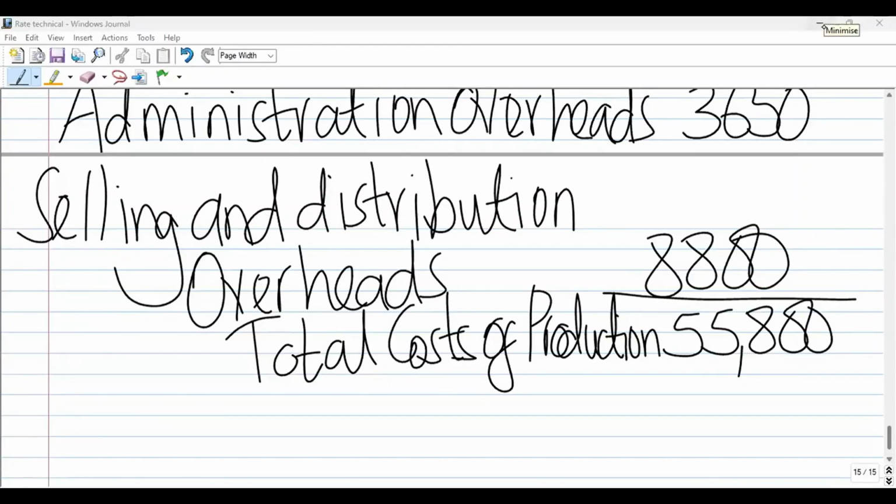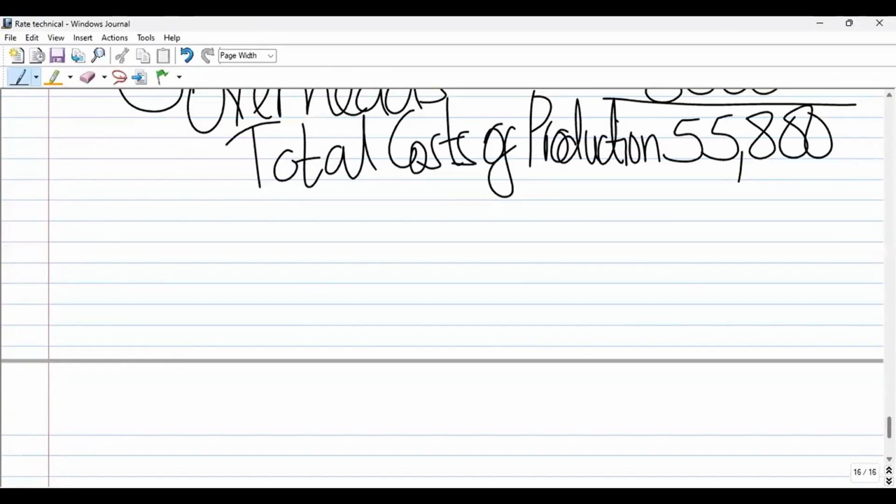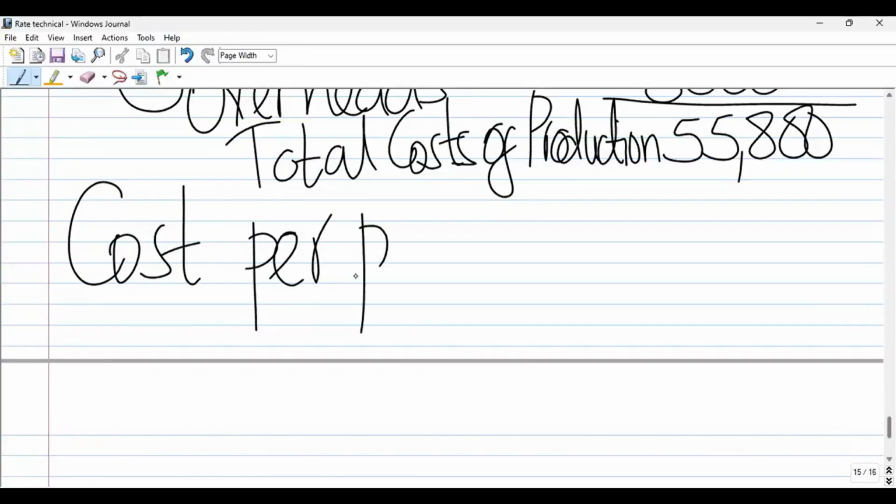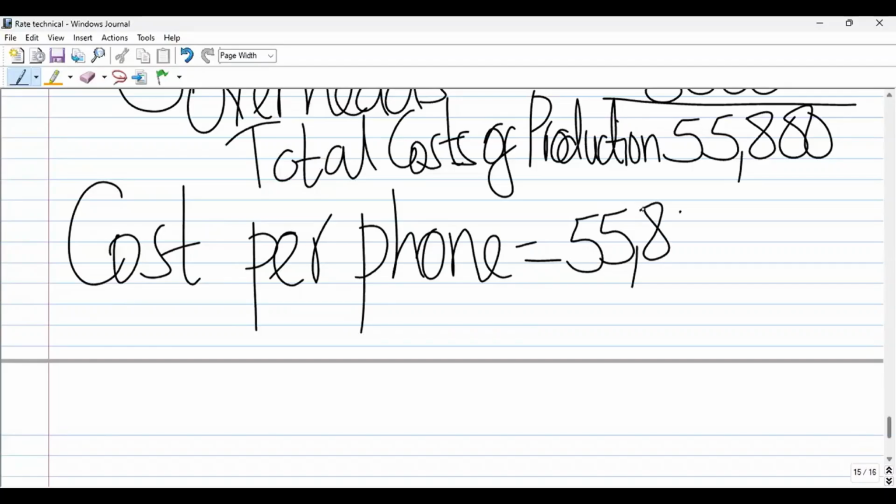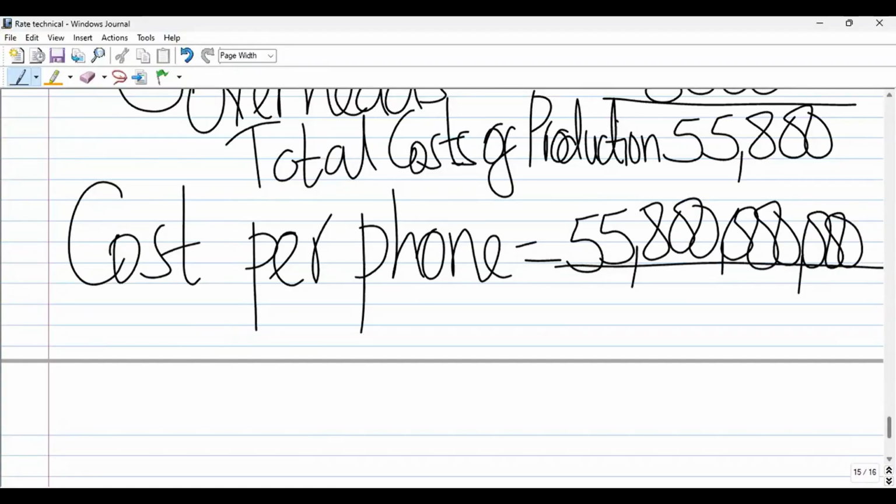So we come and get the cost per phone, because those costs are not per phone. For us, we need the cost per phone. Those costs are for 100,000 phones, just like we did for life cycle costing and target costing, where we had to get the cost per unit. They told you those costs are incurred in production of 100,000 phones, so for us, we need for just one phone. So we have 55,800,000 divided by 100,000. How much is that?